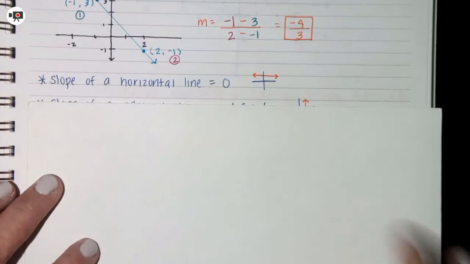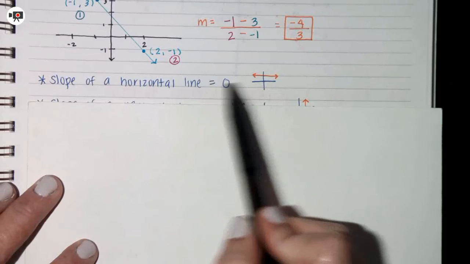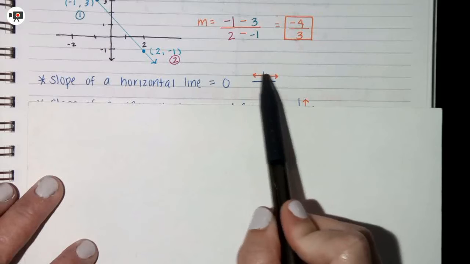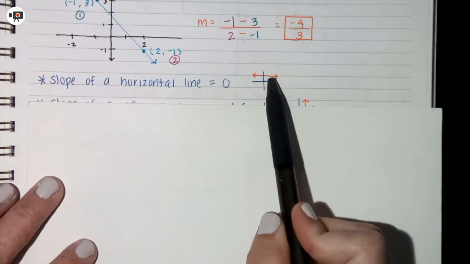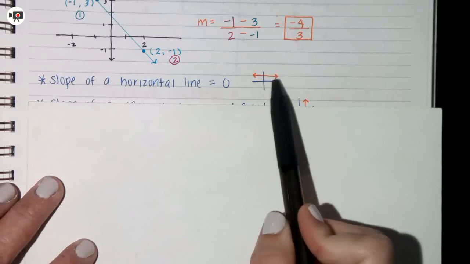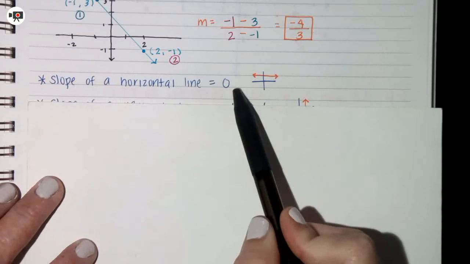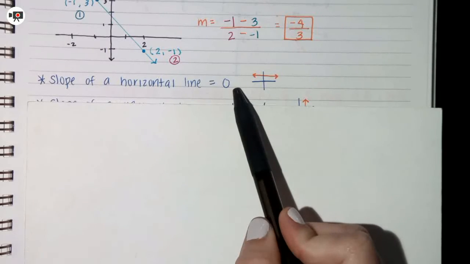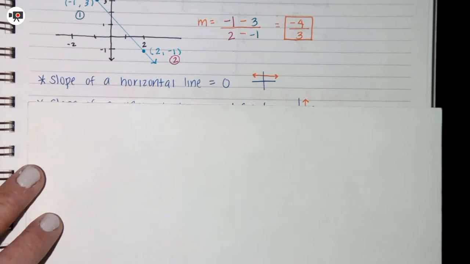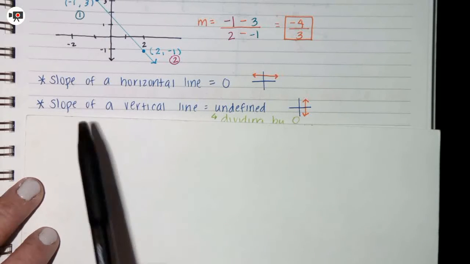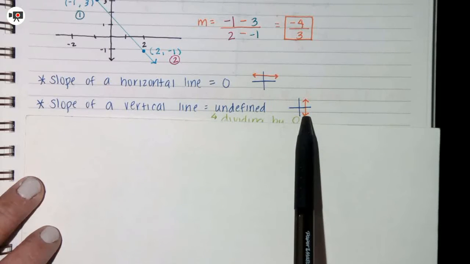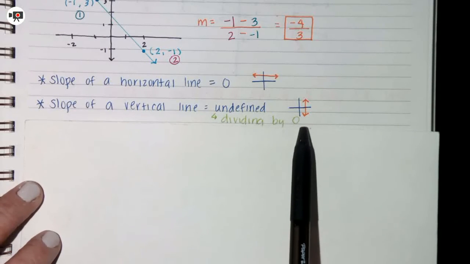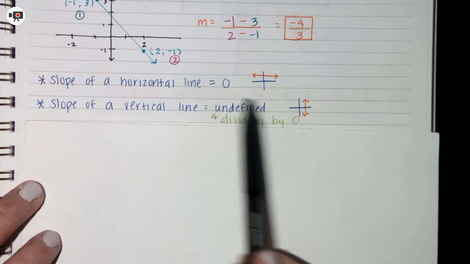A couple important notes. The slope of a horizontal line is 0. This will give the rise does not change. So it would be like 3 minus 3 over 0 minus 1. And 0 divided by a number is 0. So this is a slope of 0. And the slope of a vertical line is undefined. This would be a number divided by 0, and we cannot divide by 0, so we say it is undefined.